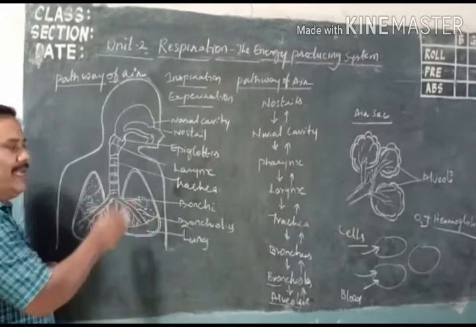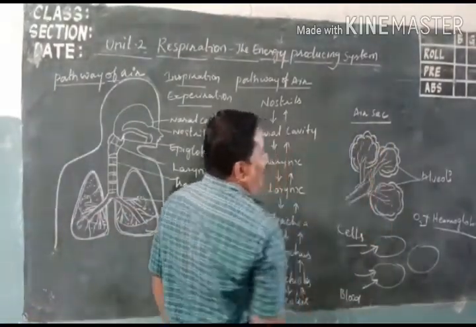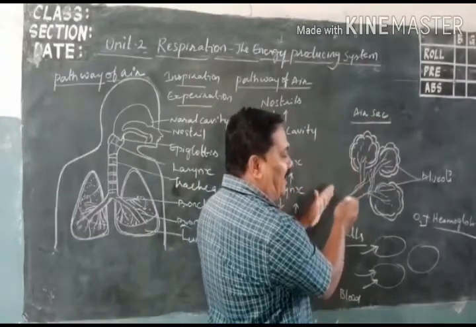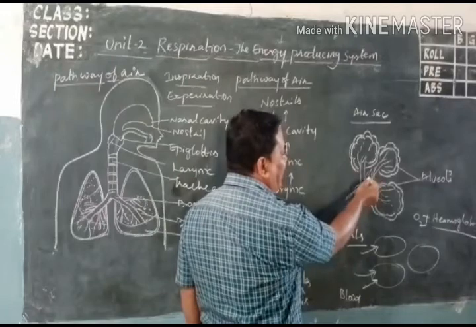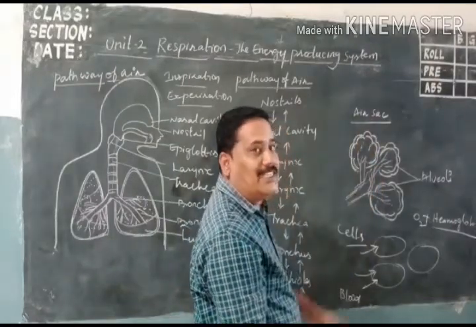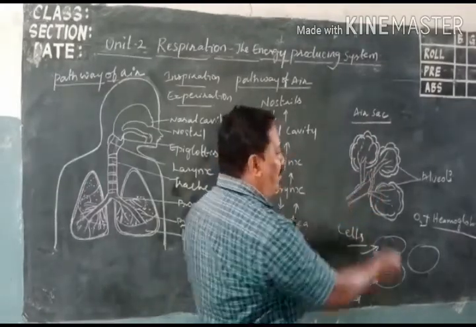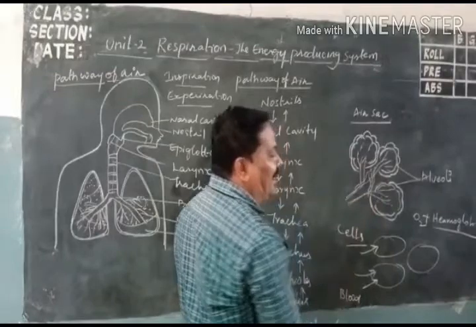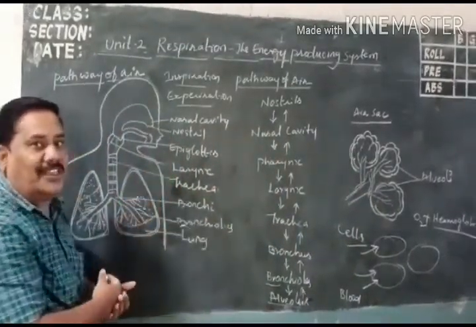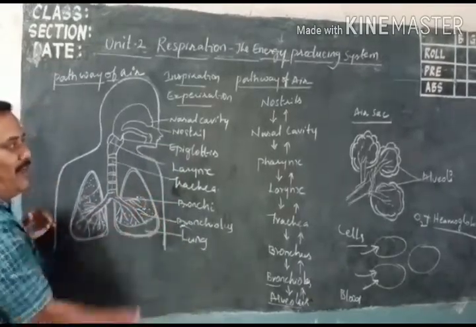Here I have drawn the alveoli diagram. This is the air sac, in bundles of millions and trillions. The air sac is surrounded by a large number of capillaries. What capillaries? Blood capillaries. They exchange the gases. What is the main function of the alveoli? Exchanging the gases: taking in oxygen and removing carbon dioxide.